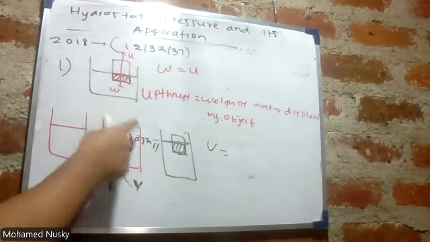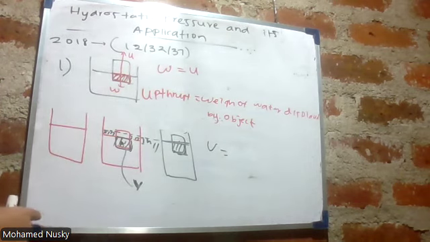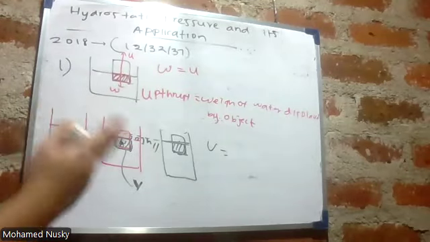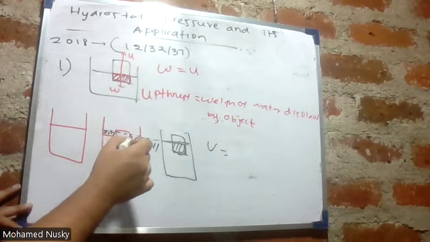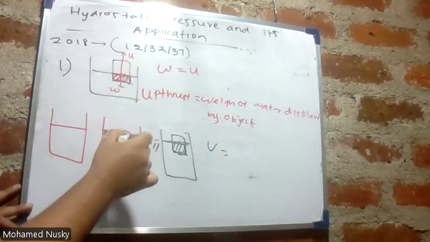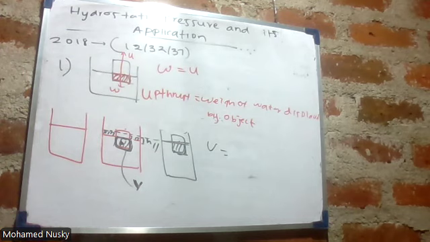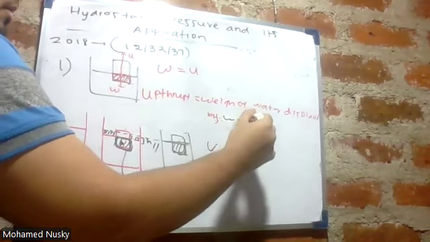Now, what is the volume of water displaced by the object? What is the volume displaced by this object? That is equal to the volume of this object in the container. Now, they have taken this as wood. Therefore, upthrust is equal to the weight of water displaced by the wood.